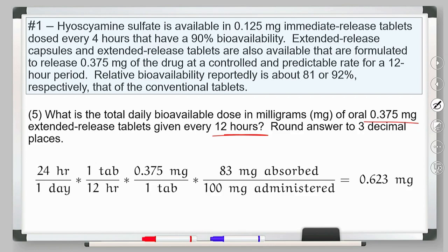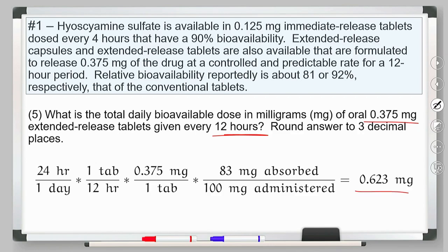Again, it's 2 doses per day times the 0.375 milligrams for the total daily. But again, a 0.83 bioavailability factor means there are 83 milligrams absorbed for every 100 milligrams administered, and that's where I got the 0.623.